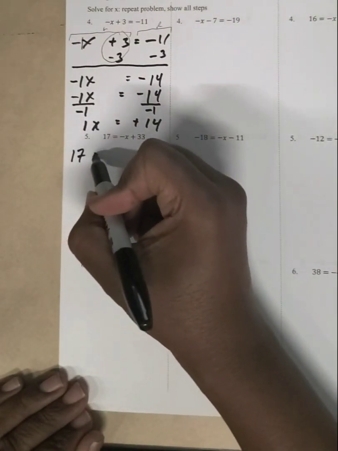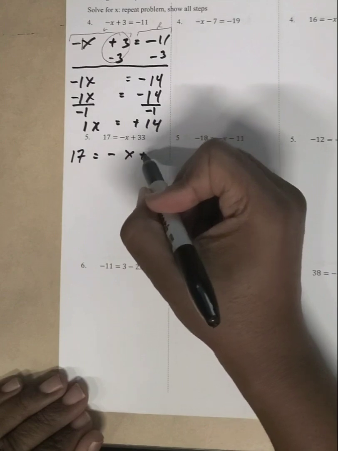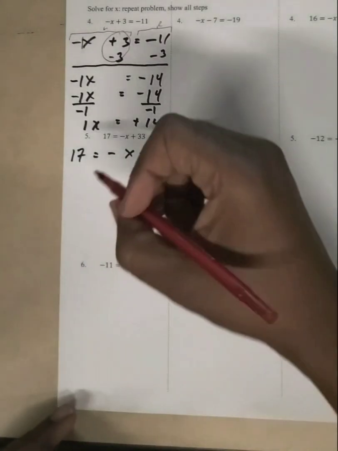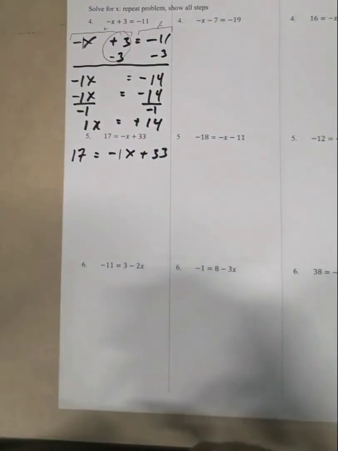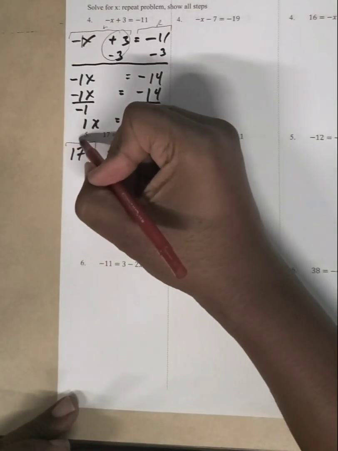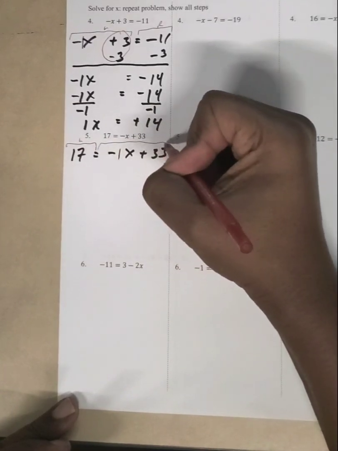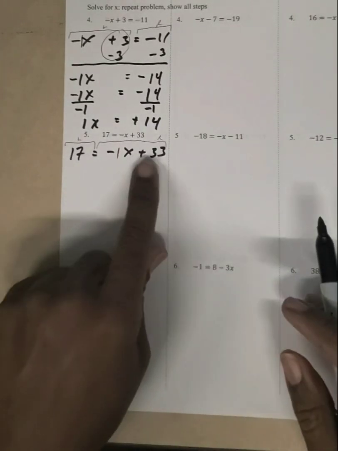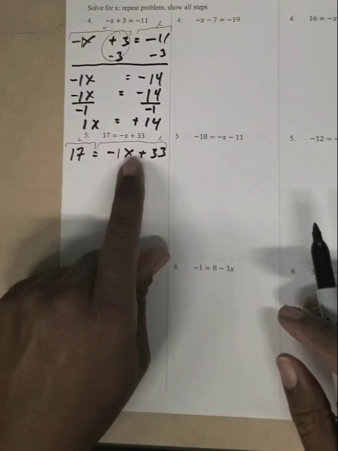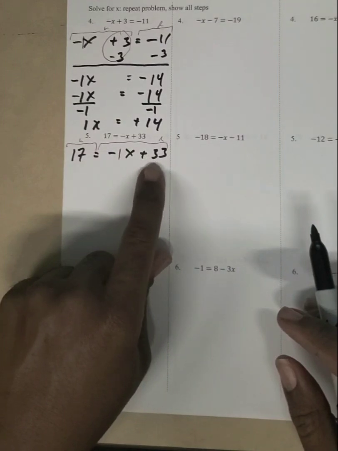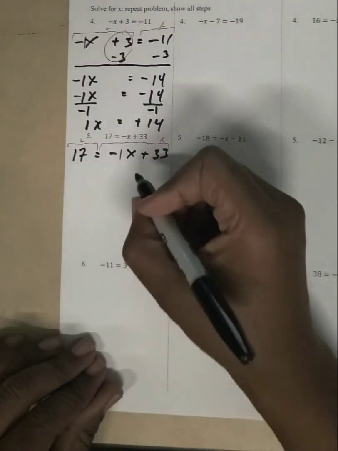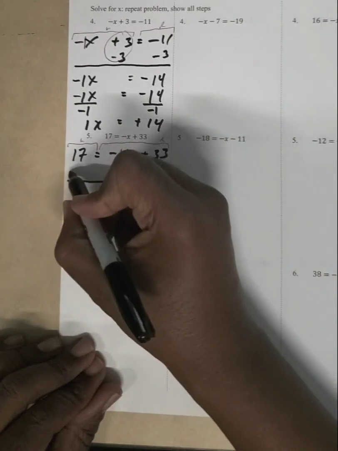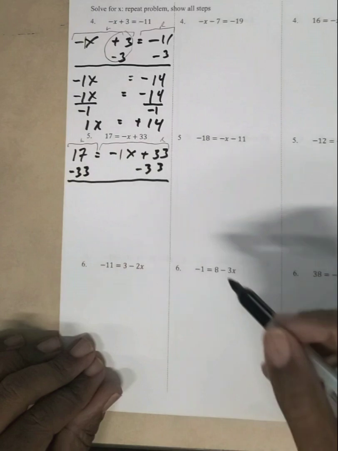Next we have 17 equals negative x plus 33. I'm going to put a 1 here, which is an understood 1 next to the x. And all of this here is our left side, and all of this is our right side. We're going to remove the numbers from the right side so the x is by itself. So this is a right side problem. So this is an adding 33, so we're going to use a subtracting 33. And what we do on one side, we'll do on the other. So another subtracting 33 goes over there.